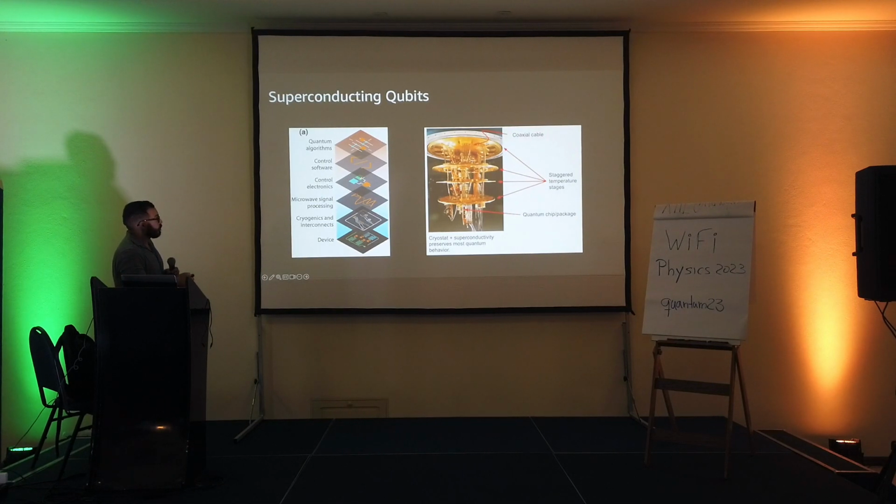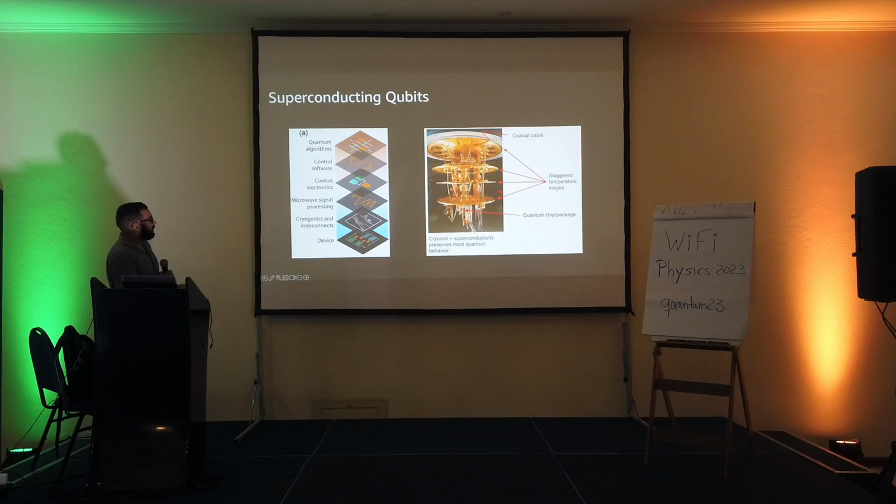Then you need some control electronics, to which you send the signal. This gets mapped into some microwave signal to send the microwaves down here. Then of course you need the cryogenics for cooling this down, and all the interconnects, basically attenuators and so on, to make sure that there is no heating from these control lines that is destroying your cryogenic cooling. And finally you have the device at the bottom, really the quantum things that you want to explore.